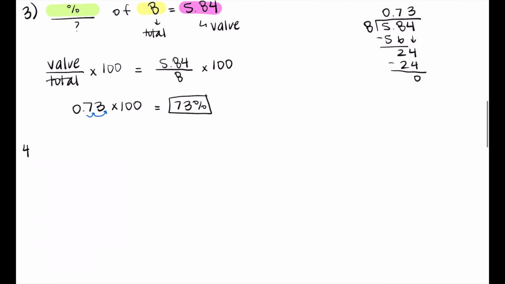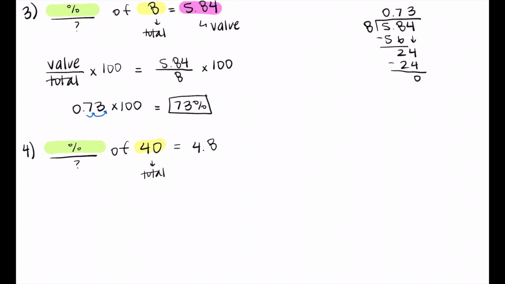All right, you guys, last practice problem for today's lesson. For number 4, we have blank of 40 equals 4.8. So same as before, we're going to go through, highlight, and decode. That blank is our percentage. That's our question mark here. That's what we're solving for. We don't know that. The 40, well, that's our total. So we'll go ahead and highlight that one as well. And then the 4.8, well, that's our value. So we'll go ahead and highlight and label that one.